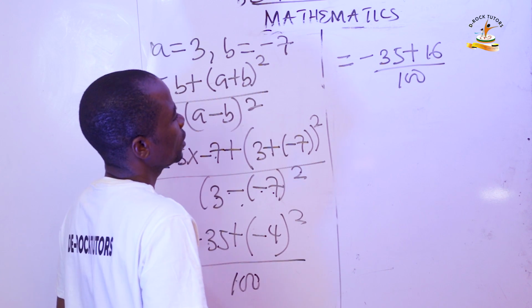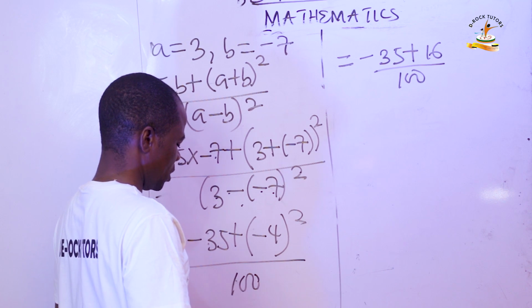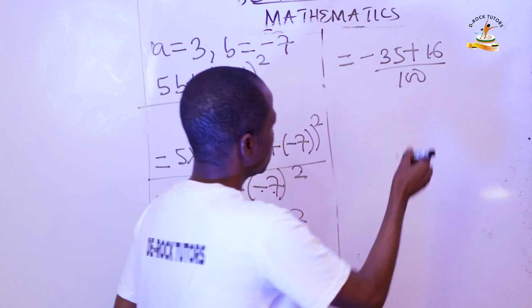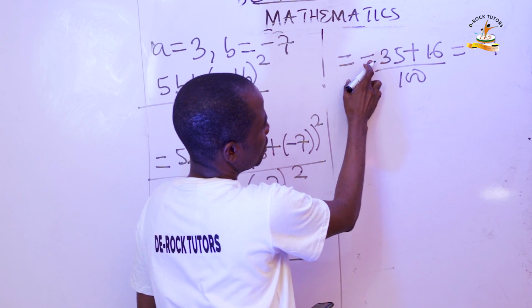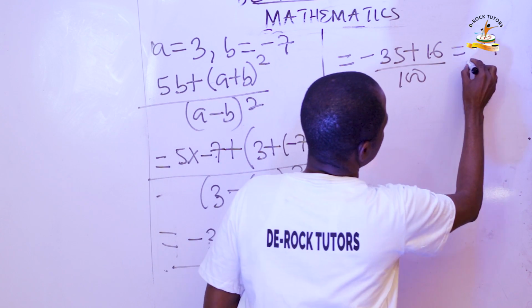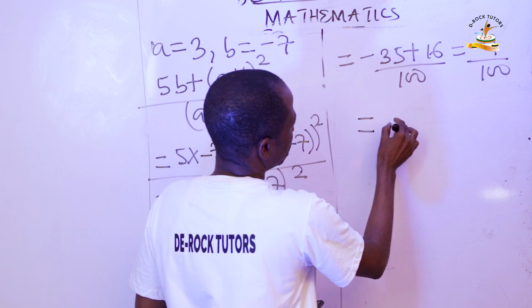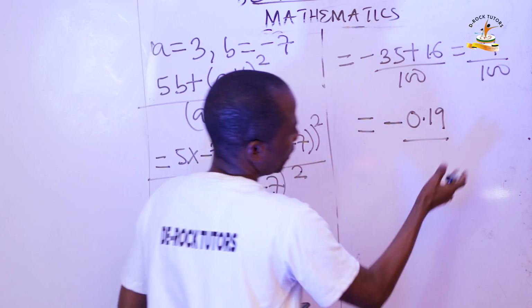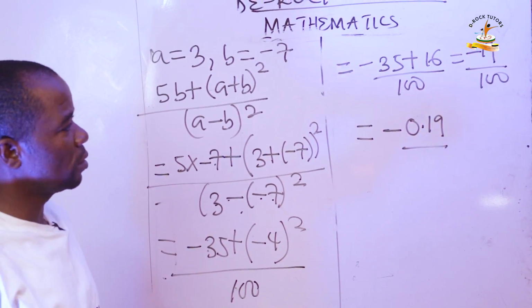And if you subtract 16 from 35, that's 35 minus 16, that gives us minus 19. Don't forget, minus 35 plus 16, that's minus 19 divided by 100. And that will give us minus 0.19. And if you look at our options, that is option C. Option C is the correct answer.